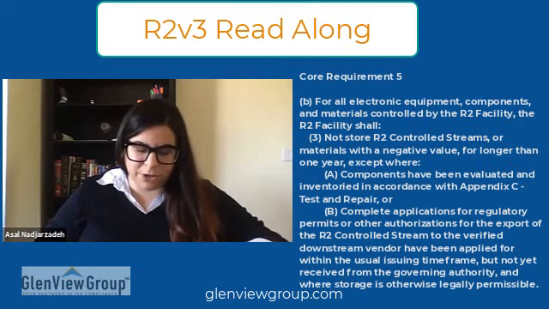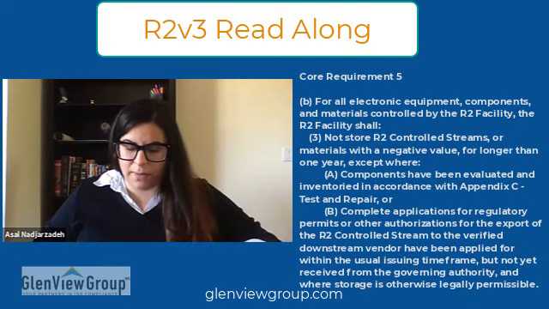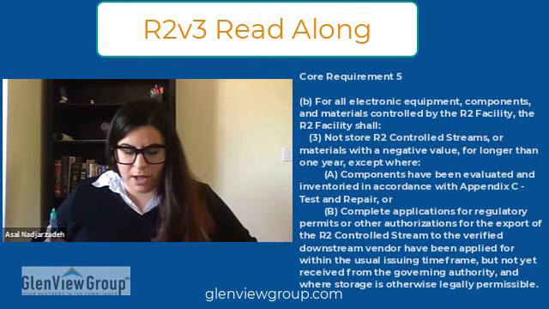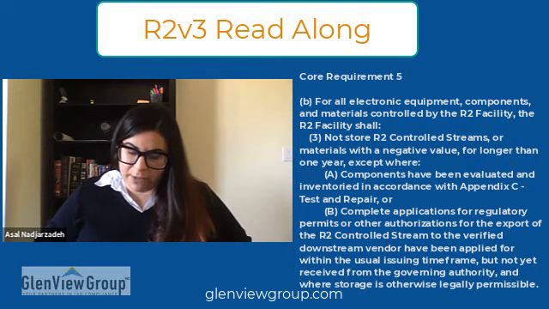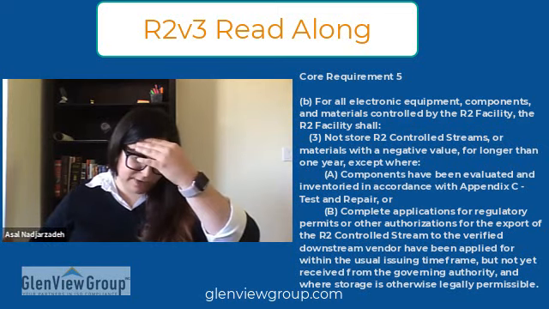So we jumped into the exceptions. The first exception is if a component has been evaluated and inventoried in accordance with the test and repair standard, which is in Appendix C, which we will dive into in more detail. And then the second exception is complete applications for regulatory permits or other authorizations for the export of the R2 controlled stream to be verified downstream vendor have been applied for within the usual issuing timeframe, but not yet received from the governing authority, and where storage is otherwise legally permissible. So let's break this down and define what this means.